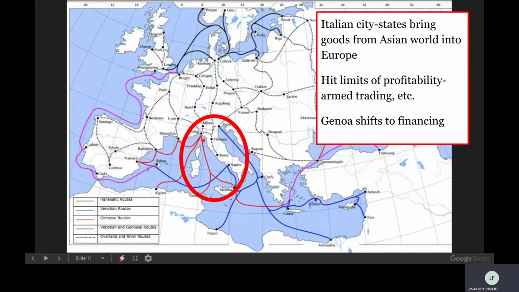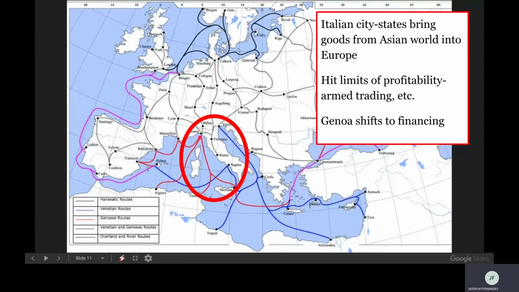So what ends up happening? How do they kind of lose their power in Europe to places like Spain and Portugal and Amsterdam eventually? Well, Genoa, they're pretty smart about this, right? So instead of investing in these trade routes that are already here, right, and defending them and fighting over them, they decided to just go into finance, right?